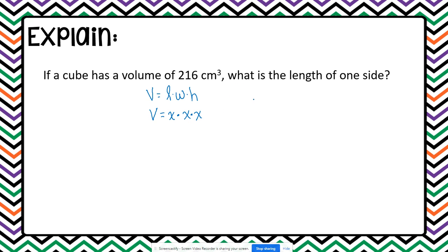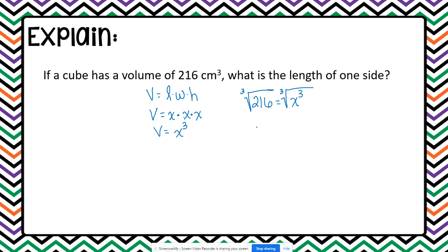For this particular problem, I know that the volume is 216. So 216 is the same as x times x times x. Remember, x times x times x is the same as x to the third power. So 216 is like x to the third power. Just like to get a square variable by itself, to get a cubed variable by itself, I would need to take the cube root of both sides of an equation.